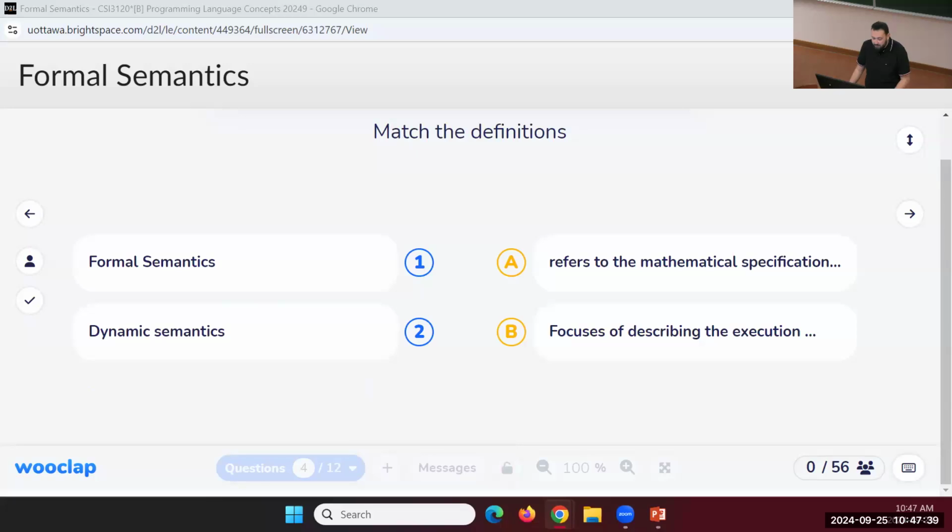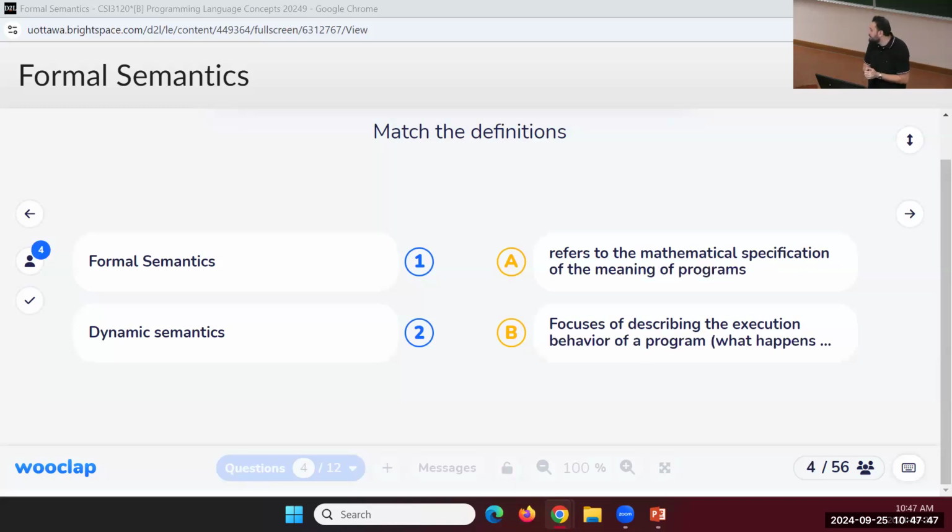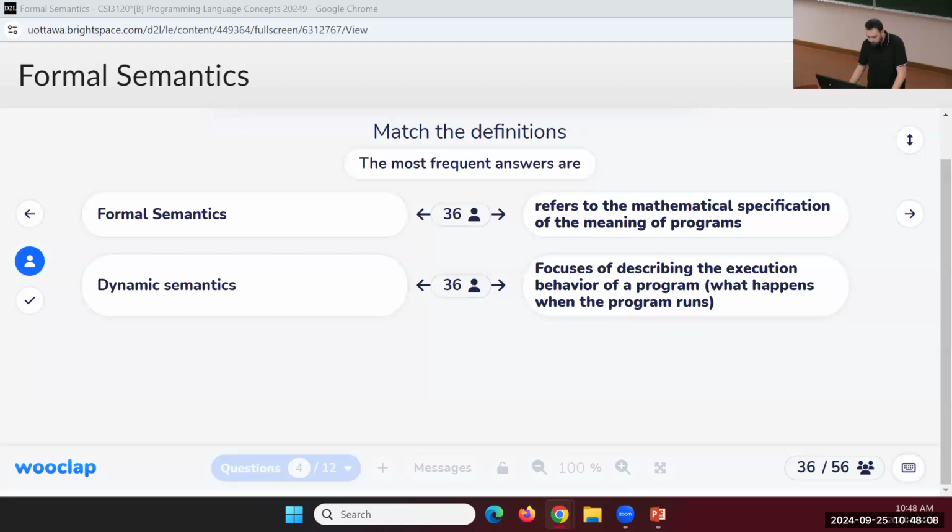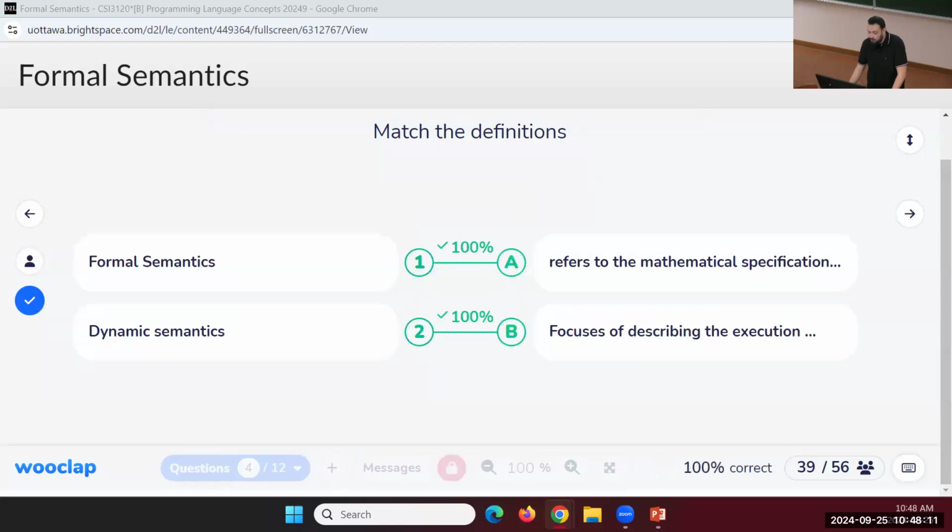Now, what is the definition of formal semantics and what is the definition of dynamic semantics? First, we said both of them, formal semantics and dynamic semantics, are referring to the meaning of the language, right? Okay. So which one refers to the mathematical specification of the meaning, and which one focuses on describing the execution behavior of a program? That's very good. Which one is included in the other one? So formal semantics is the broader way.